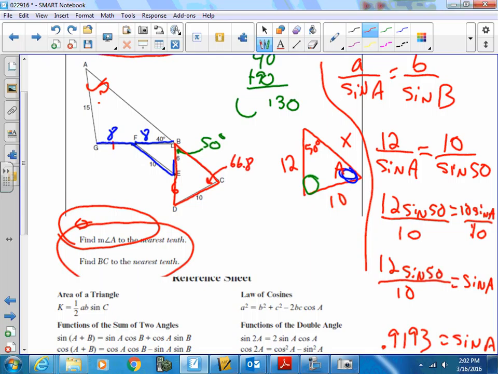Now the third angle measure I know would be 180 minus these two combined. So 180 minus 50 plus 66.8.